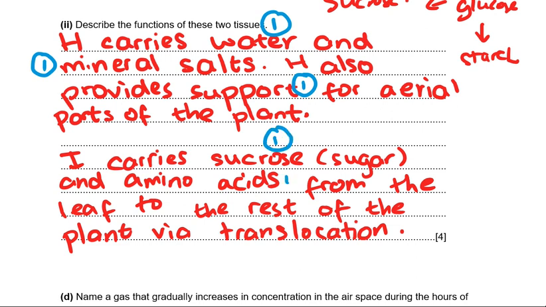Saying amino acid is also 1 mark. And saying that it's from the leaf, so you have to say from the leaf, that's 1 mark. To the rest of the plant, I think that is considered the same mark. So you have 1, 2, 3, 4, 5, 6 points, and you have 6 things to say to get 4 marks, but the maximum you can get here is 4. So as long as you mention 4 points, you definitely can get your full mark for that question.